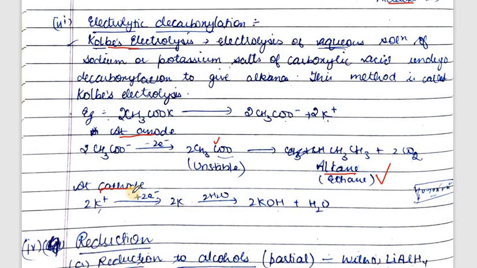And at the cathode, the cations move towards the cathode where they gain electrons and form potassium, which with water gives potassium hydroxide and hydrogen. So upon electrolytic decarboxylation, the COOH group is removed.